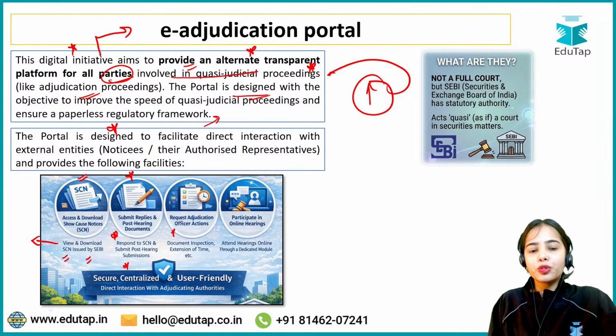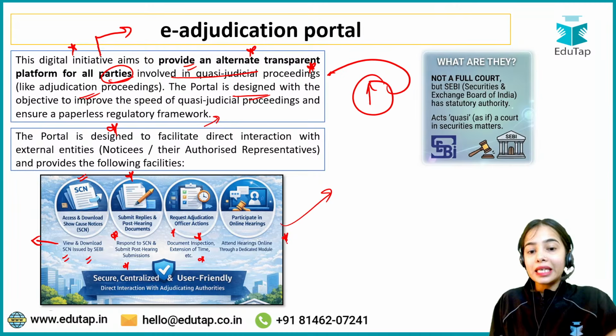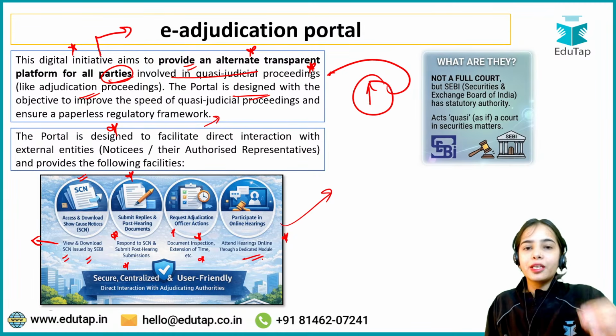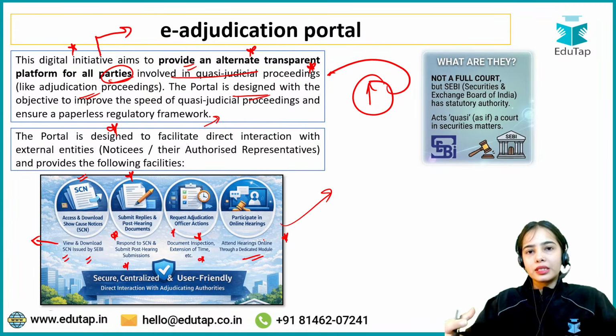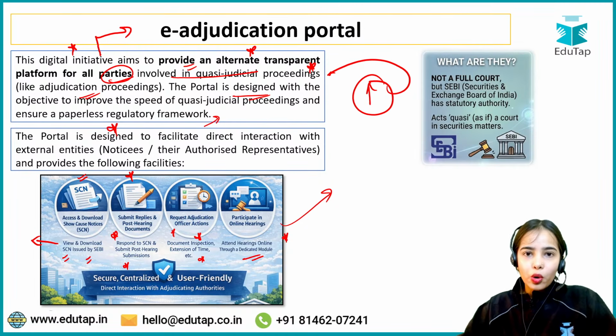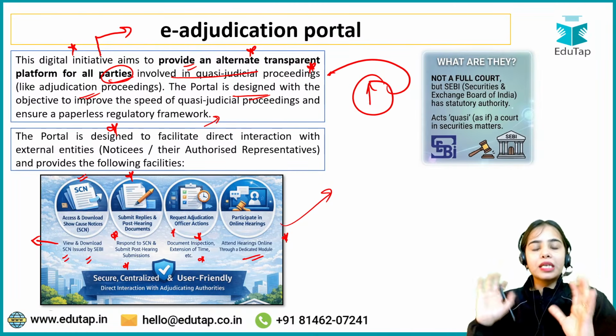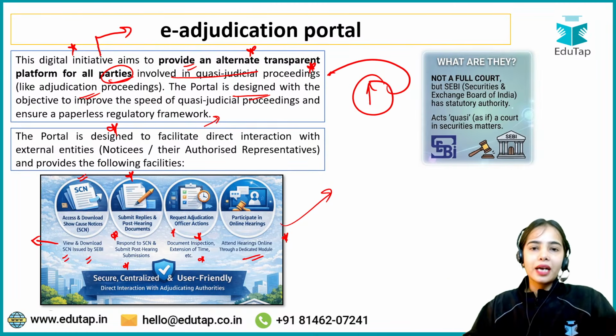You can request the adjudication officer for certain actions like document inspection and extension of time for your reply, as well as attend the hearings online through a dedicated module through this portal. So you can understand that the whole process through the E-adjudication portal can be made online, can be made electronic, rather than having the physical documents, rather than having the physical appearance and the hearings.